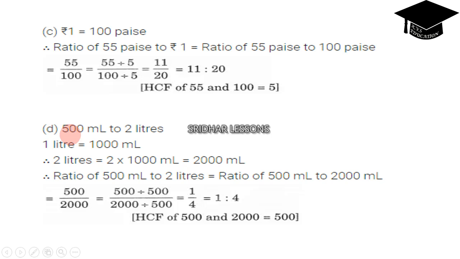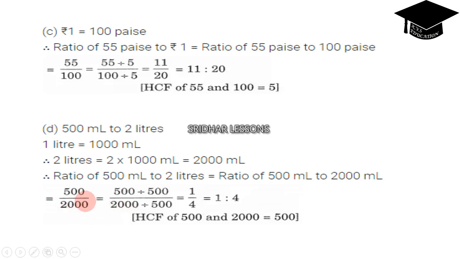Next one, 500 ml to 2 liters. I told you earlier these two units should be the same. So 1 liter is equal to 1000 ml. Therefore 2 liters is equal to 2 into 1000 ml. This is equal to 2000 ml. Therefore, the ratio of 500 ml to 2 liters is equal to the ratio of 500 ml to 2000 ml. That means 500 by 2000.